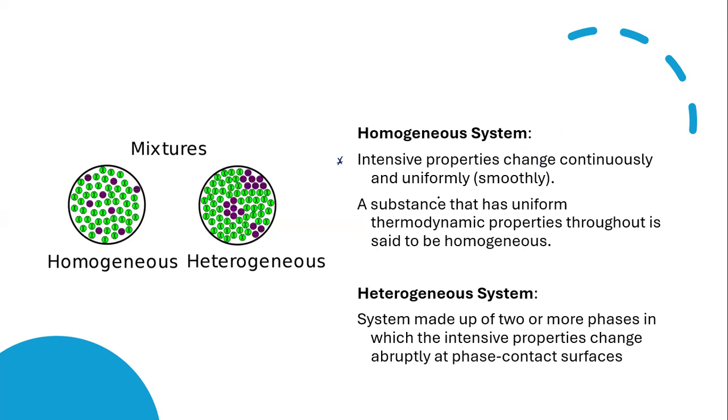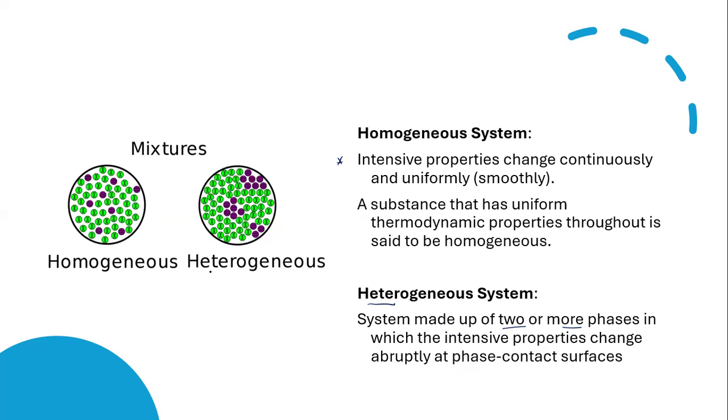A substance that has a uniform thermodynamic property throughout is said to be homogeneous all the time. And therefore, the heterogeneous system is a system made up of two or more phases. Hetero means different, by the way, hence the keyword here, two or more. It is a system in which the intensive property changes abruptly at phase contact surfaces.